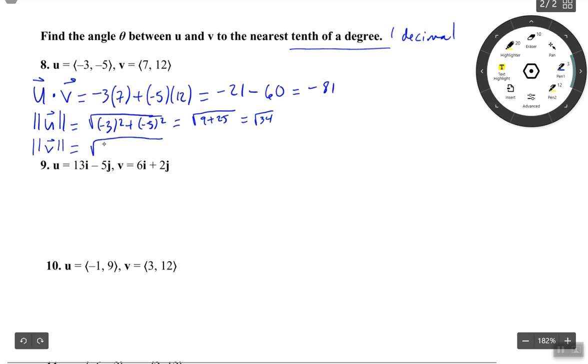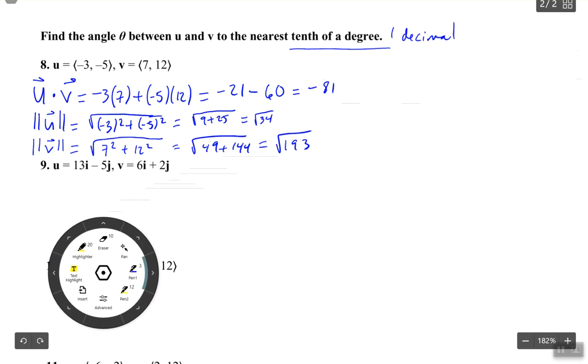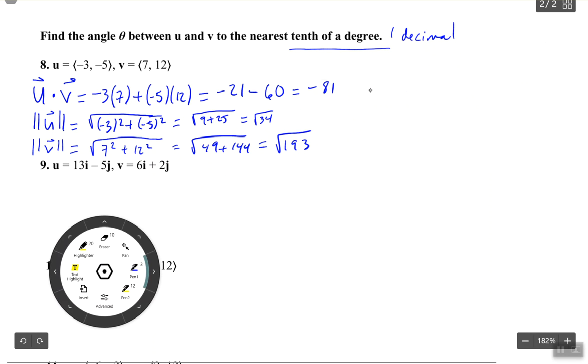Okay, for the v vector, what's its magnitude? How about 7 squared plus 12 squared? 7 squared is 49. 12 squared is 144. So it is the square root of 193. Not nice numbers, but that's okay, because what do you have? A calculator. Guess what? You don't know how to use it, so practice. We've been trained our entire lives for this moment.